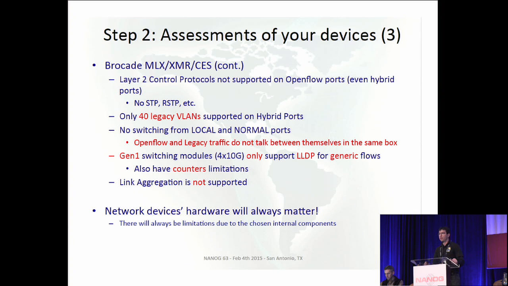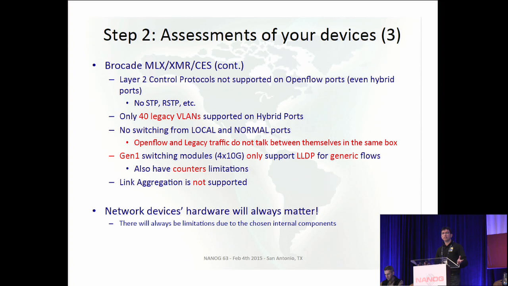Also, when you have Openflow ports, in our case, the Brocade does not support layer 2 control protocols, so you cannot have a spanning tree in the port. Even though you can have the hybrid port that is legacy and Openflow in the same port, you cannot have the spanning tree in the legacy side of the port. So this sometimes forces you to change the topology that you have. And you have limitations as to the amount of VLANs supported in the hybrid port. In our case, it's just 40, which is not a problem, but again, you have to pay attention to this.